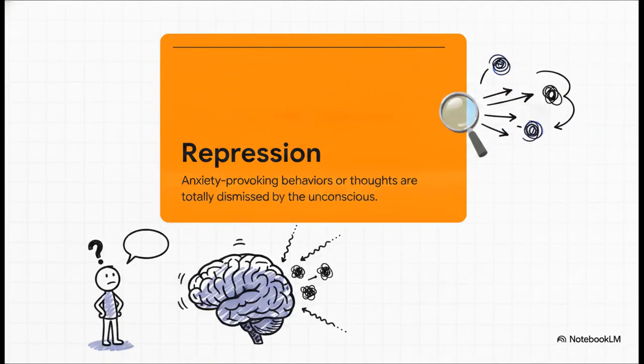The absolute most important foundational one of these mechanisms is repression. This is what happens when anxiety-provoking thoughts, feelings, or desires are totally, completely dismissed and buried by your unconscious mind. You literally become unaware that the wish even exists. So this is exactly what's happening when someone genuinely says, "Man, I have no idea why I just did that." Actually, what happened is a repressed desire from their id managed to bubble up and express itself, but their conscious mind completely blocked out the true motivation.